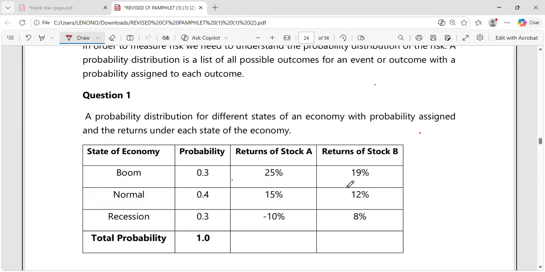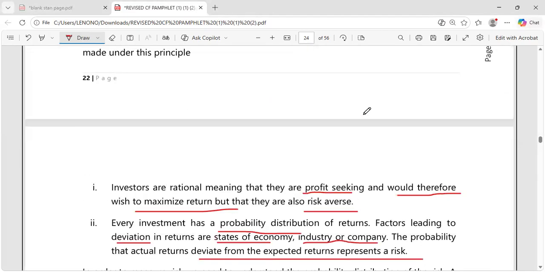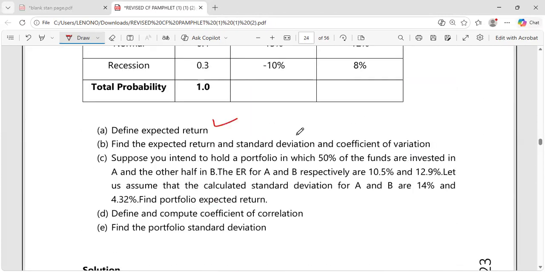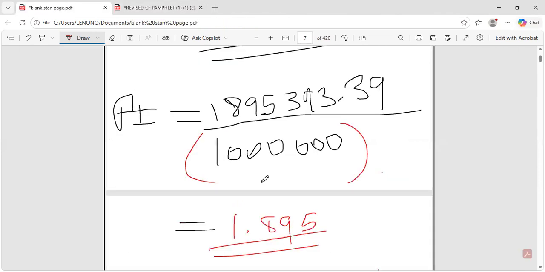Define expected return. Expected return is the return you expect from a project. We are now finding, let's go to B. B says find the expected return, the standard deviation, and the coefficient of variation for both stocks A and B. So the expected return for A, the standard deviation for A, and of course the coefficient of variation for A. So when you come this side, we have the state of economy.